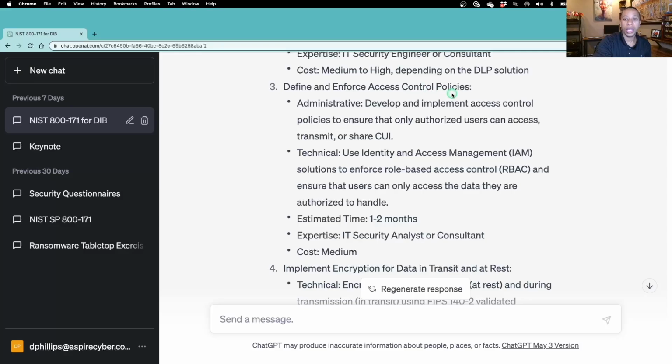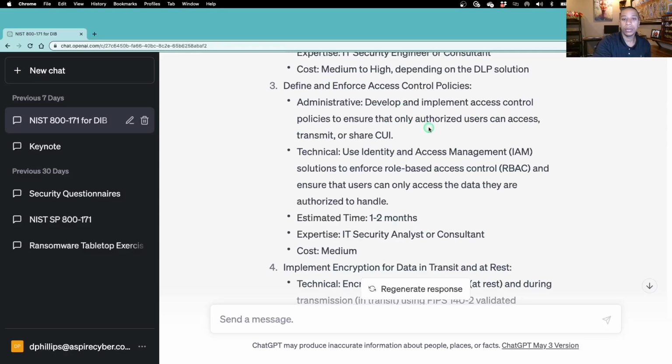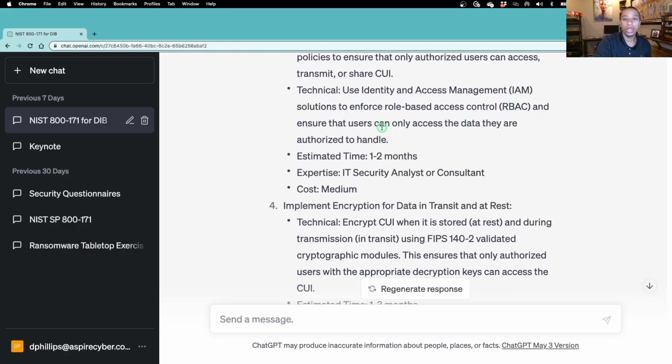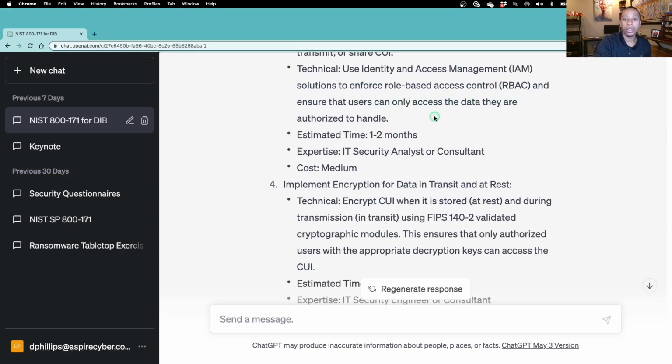We need to enforce our access control policies. If you recall, in 3.1.1, I showed you how ChatGPT can create an access control policy for you, at least a template, and then from there you'll just customize it to your organization. We have our identity and access management solution. We have role-based controls, so it's controlling what users have access to CUI and what their authorized functions and transactions are, which we covered in 3.1.2.